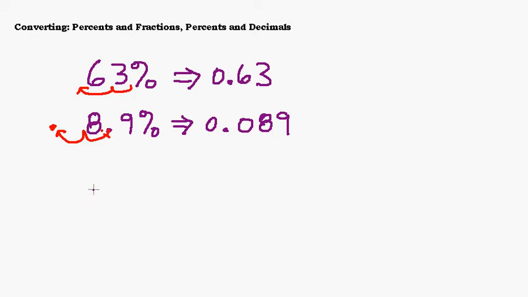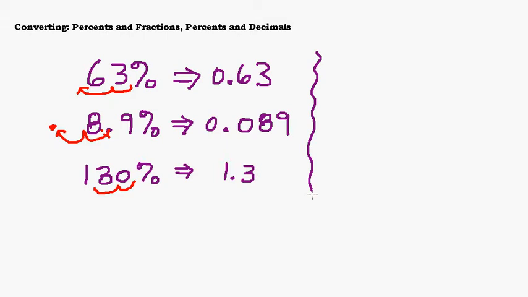What if we have something that's bigger than 100%? Say we have something like 130%. Okay, you're still going to move the decimal 2 places. So your decimal's at the end of your 130 still. Move it 2 places, 1, 2, and you end up with 1.30, and you don't really have to write that 0 there. Just be 1.3.